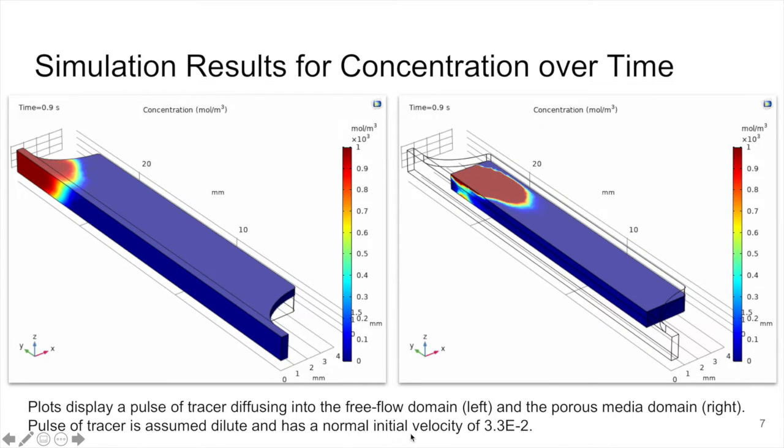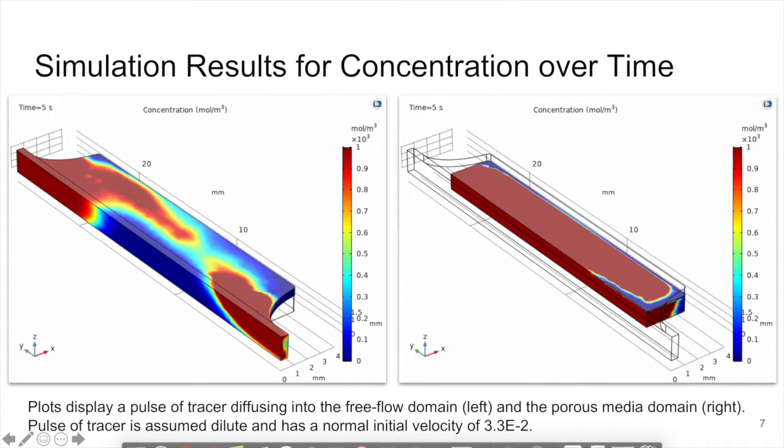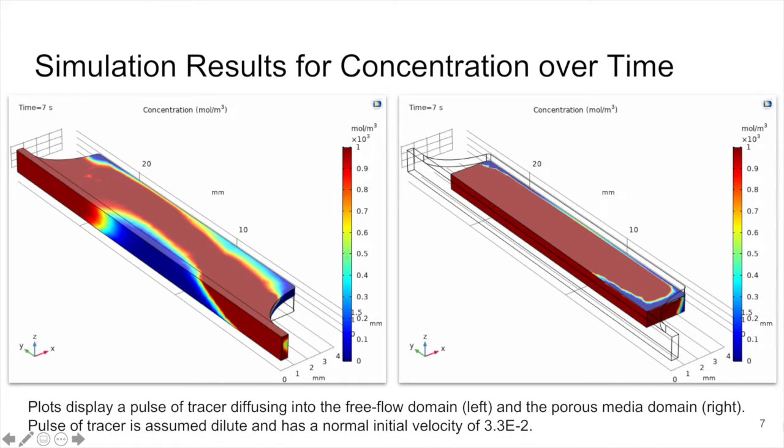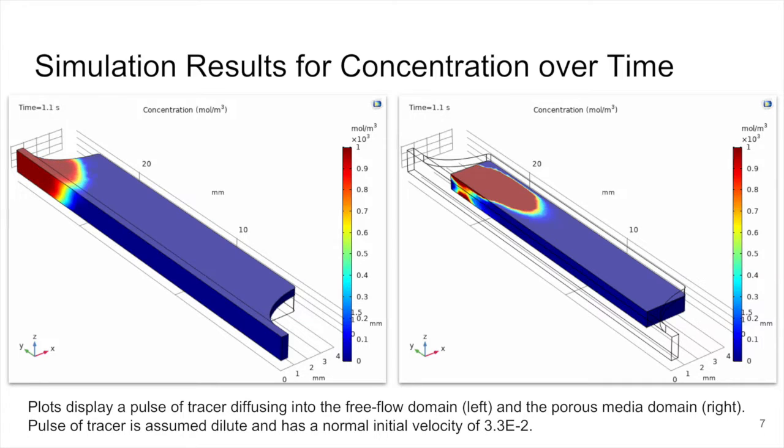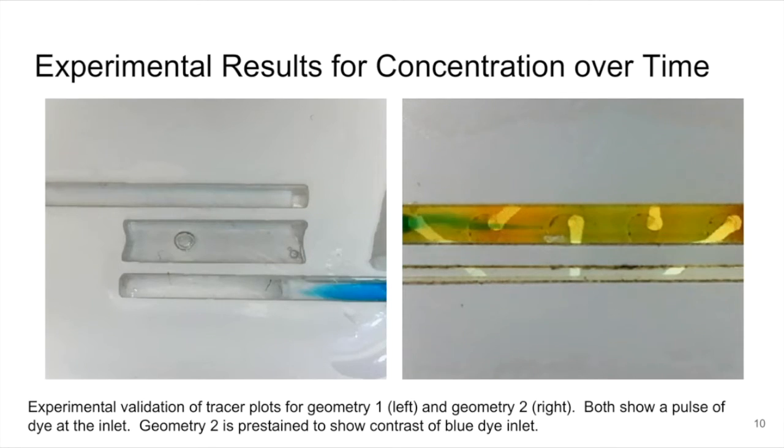The same study was completed on the second geometry, which results in a slightly different characteristic diffusion pattern. With this geometry, we wanted to mimic a tumor that uses a single blood supply for intake and excretion of nutrients. The simulation results of the tracer were validated in the lab.